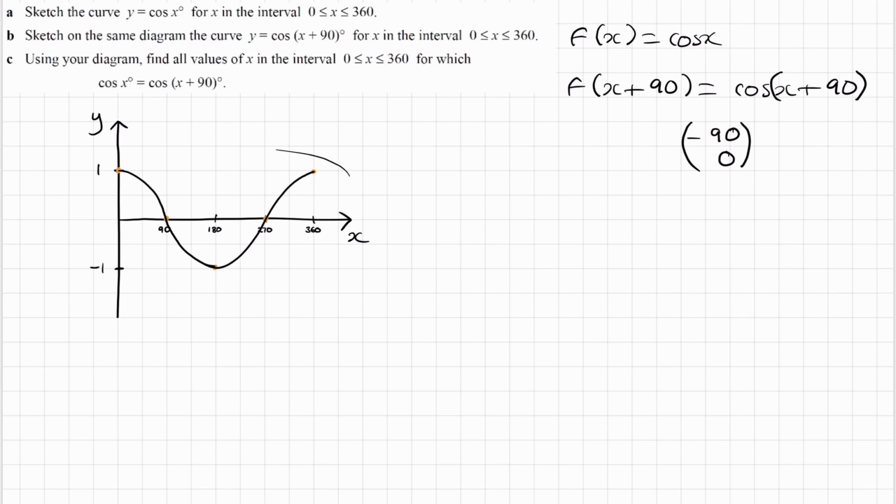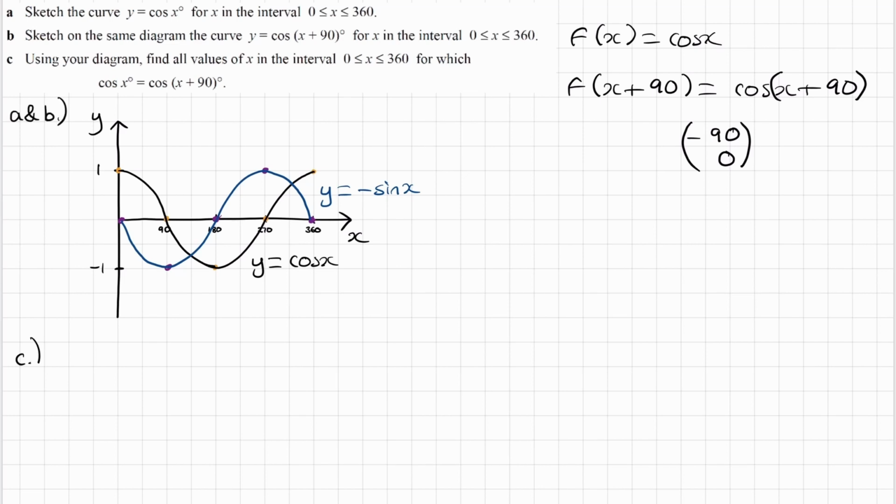So basically, this cos graph was shifted to the left by 90 degrees. So this point will now be here, this point will now be here, this point here, and so on. If I were to sketch this graph, it looks like that. And actually, that graph that we have here is a minus sine graph. So that's a minus sine graph. We have our original cos graph.